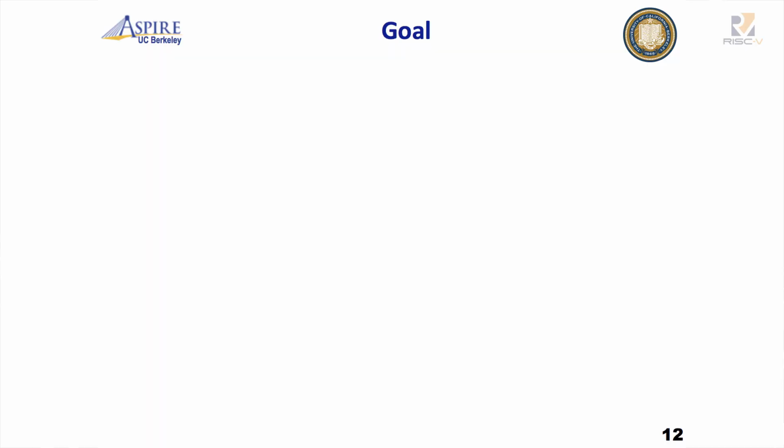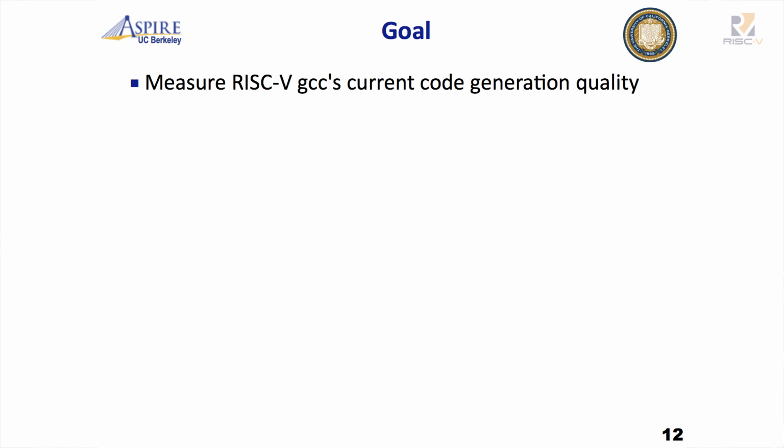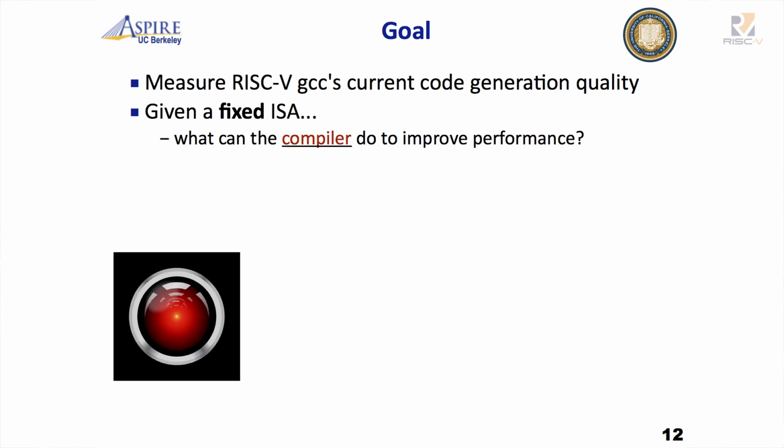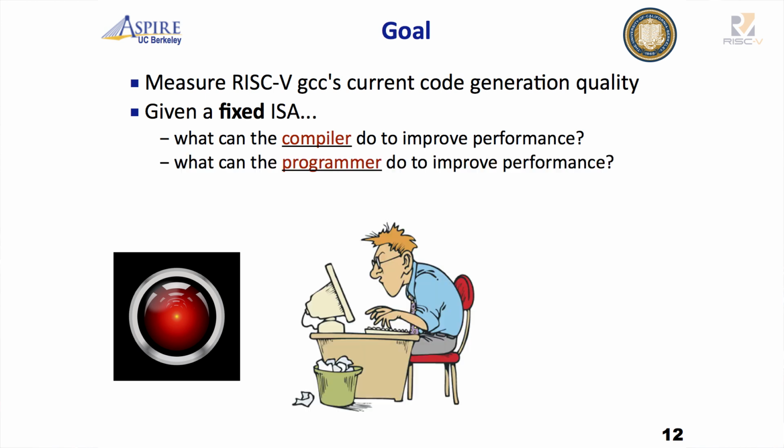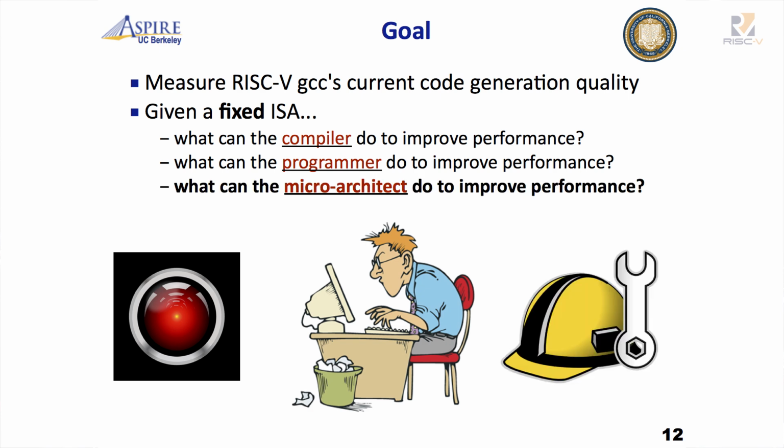So our goal here today is to get a baseline to measure the current GCC quality of the RISC-V port. And once we have this data, there are some other things we can learn. Given that the RISC-V user-level ISA is fixed, what can we do to make the compiler better? Given a fixed user ISA, what can the programmer do to improve their performance? And given a fixed user-level ISA, what can the microarchitect do to improve the performance of the processors? The last one's what I'm going to focus on here.